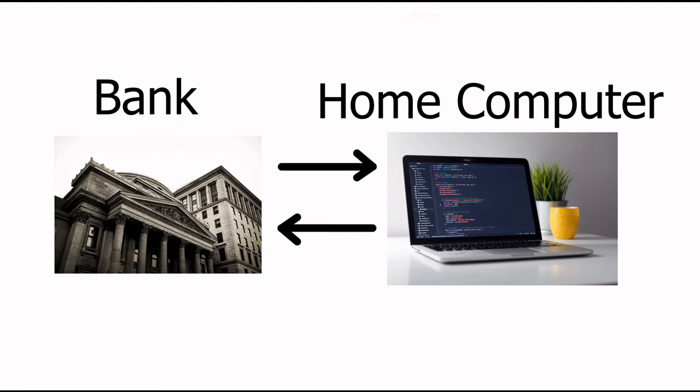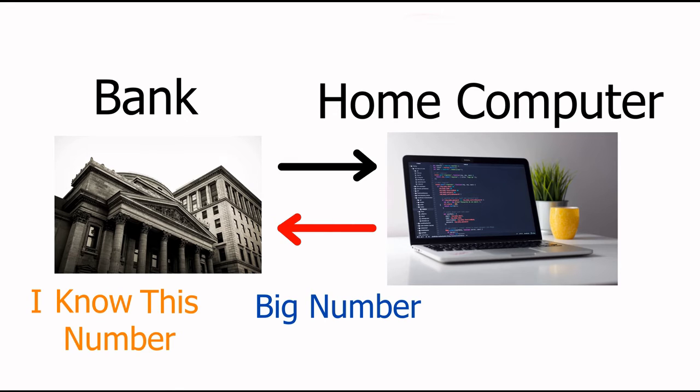The bank and I are going to agree on one really, really big number. Now, the data is going to be encrypted by using the prime numbers of this really, really large number. So I will send the number to the bank. The bank says, I know this number. I know its primes. And all of the data information that I send needs these two prime numbers to decrypt the data.